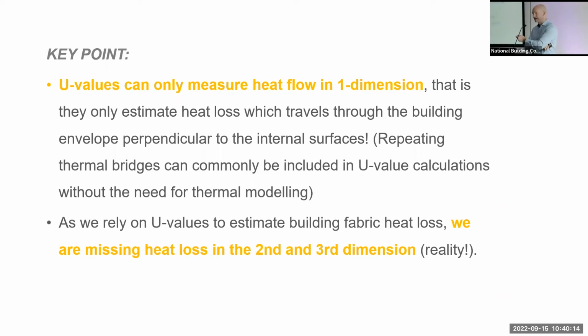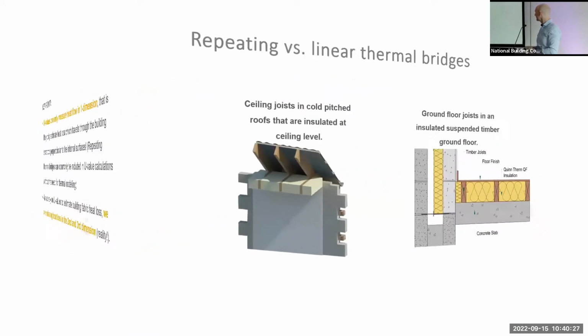We rely on U-values ultimately to calculate 80 or 90% of the fabric heat loss from the building. So we're probably missing 10, 20, maybe 30% of heat loss that can happen at thermal bridges if we don't look at it. That's the reality.